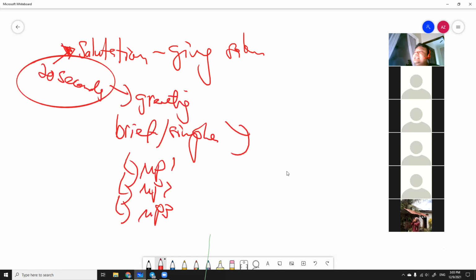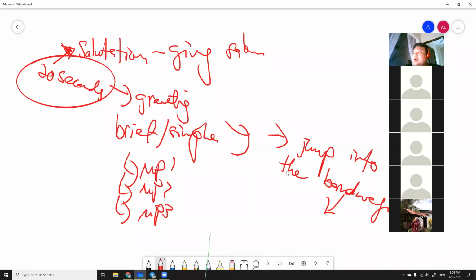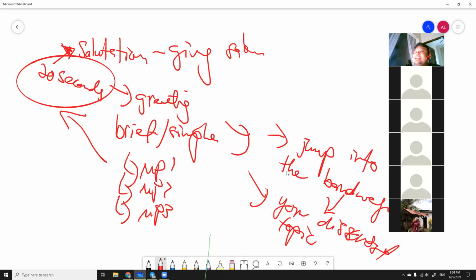The best way is actually, good morning, I bid to the fellow examiners and also to my respective candidates in this room. In my opinion, you will straight away jump into the bandwagon. Bandwagon means you straight away talk about your discussed topic. This is more important rather than to waste your time reciting the prayers, the salutation.